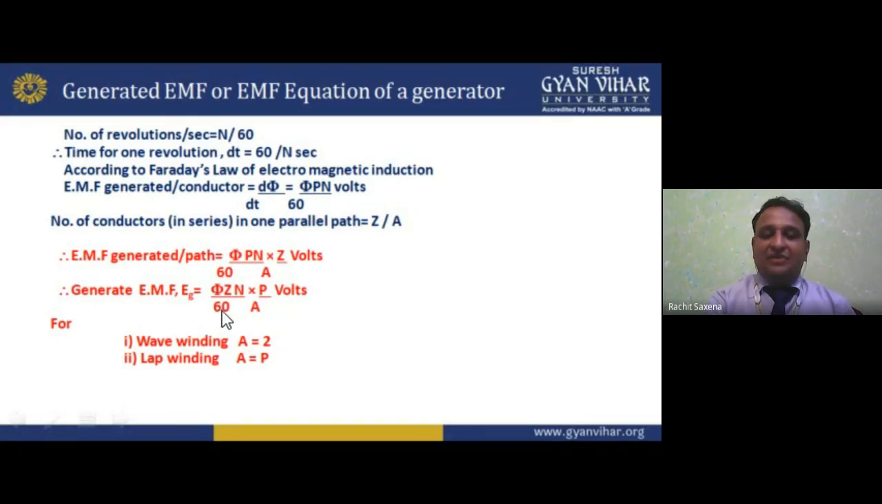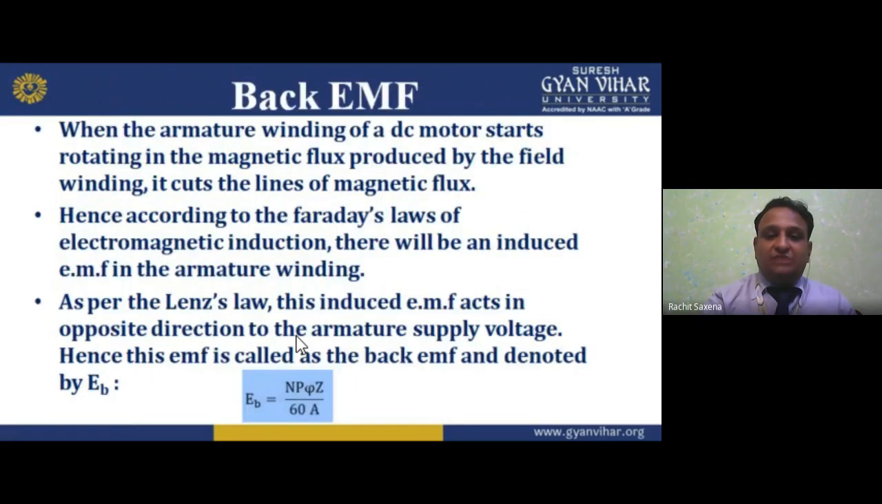For wave winding we are using A equals 2, and for lap winding I am writing A equals P. Means if I am talking about the lap winding, then the parallel path is always equal to the poles. If I am talking about the wave winding, then the parallel path is always equal to 2, only 2. Okay, so we get the same equation here.